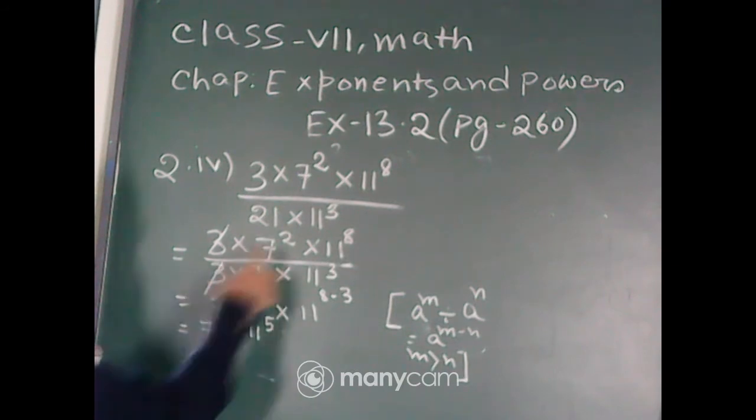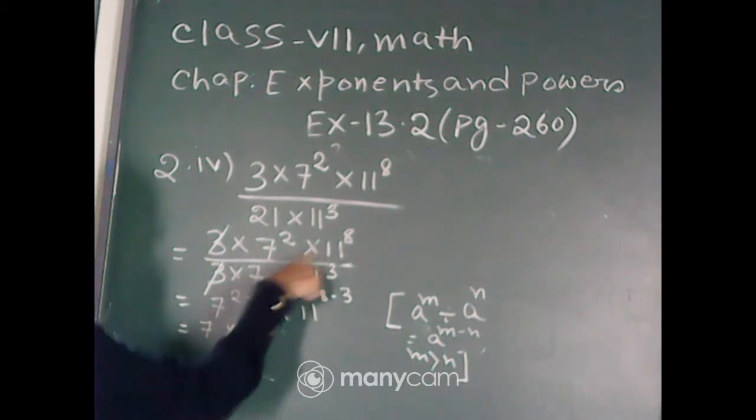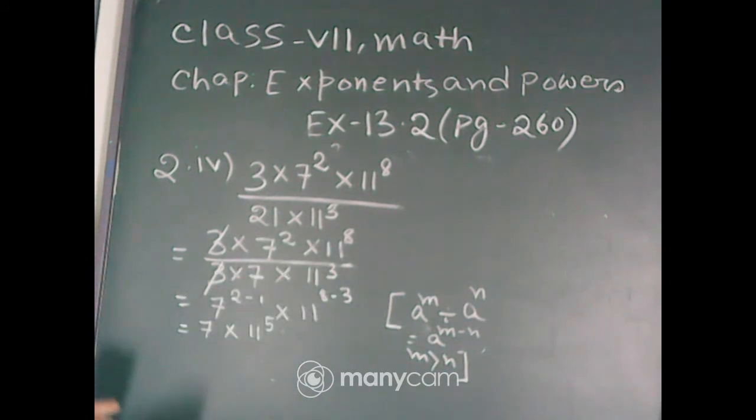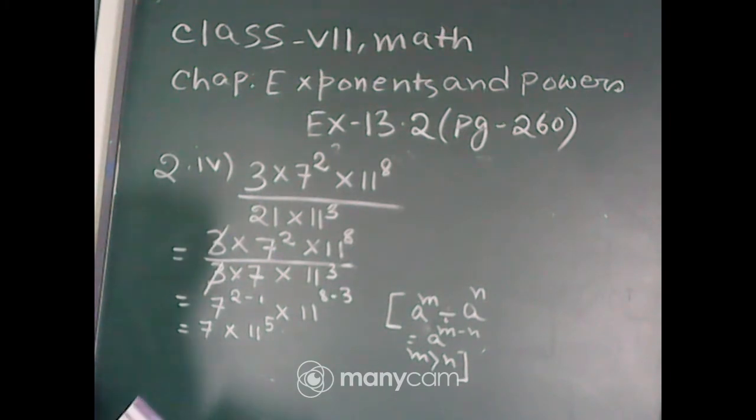Here the bases are same, but the powers are different. So, the law is dividing the powers with the same base. Clear? Up to this portion, any problem?